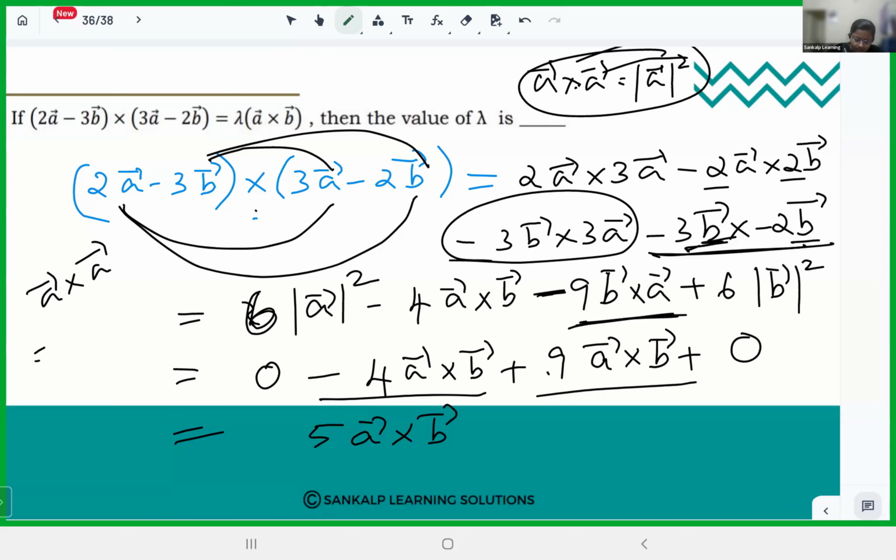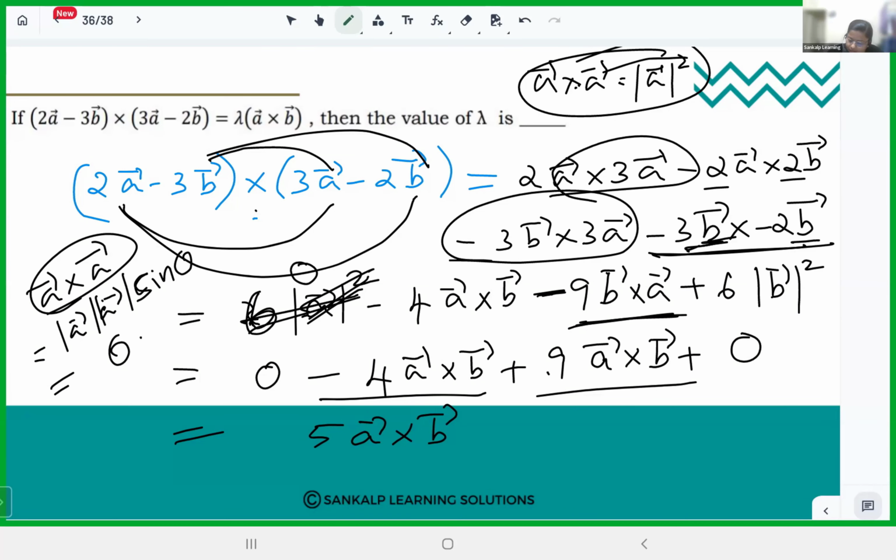This a cross a is actually magnitude of a into sine 0. Since both are the same vector, the angle will be 0, right? So this will be equal to 0. You can directly write the value as 0 itself in this step. Since the angle between them is 0, sine 0 is 0, so their cross product will be equal to 0, right?